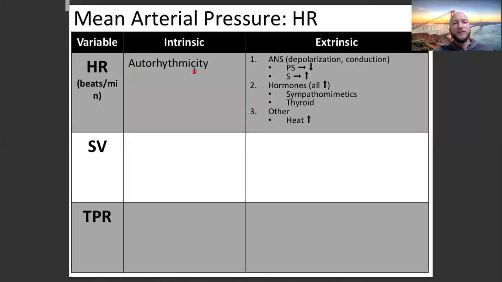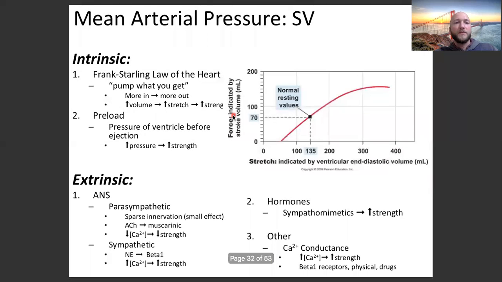Heart rate, intrinsic control is autorhythmicity. Extrinsic control is the autonomic nervous system, parasympathetic and sympathetic. Also hormones, sympathomimetics and thyroid hormone, and heat. Now, let's look at stroke volume intrinsic control. So, intrinsic control for stroke volume.